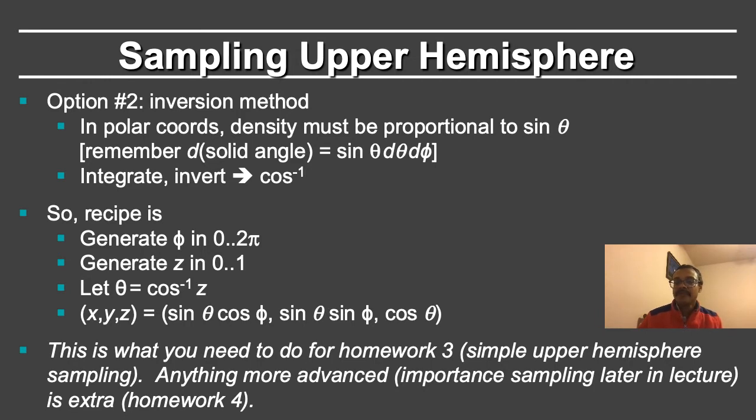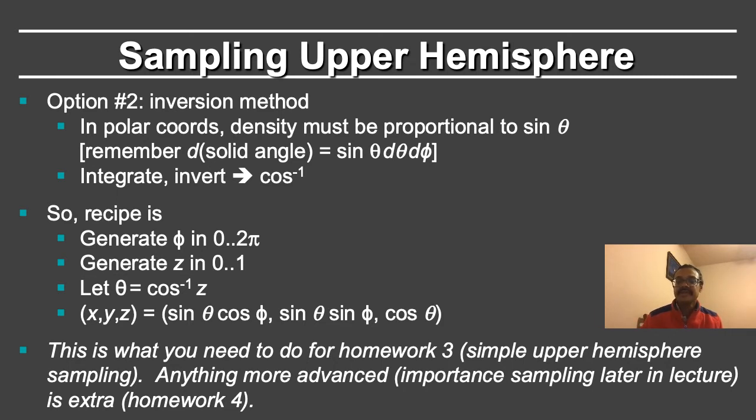The recipe for how this works is as follows. You generate phi in 0 to 2 pi. That is, you just take your uniform random number generator that goes between 0 and 1, and you multiply that by 2 pi. Then you generate z, which corresponds to cos theta, in 0 to 1, since it's the upper or the visible hemisphere. And you simply let theta be equal to the inverse cosine of z. Z is just your uniform random variable.